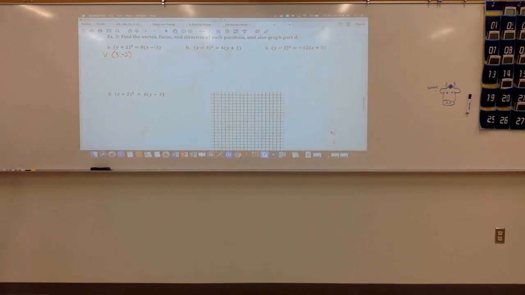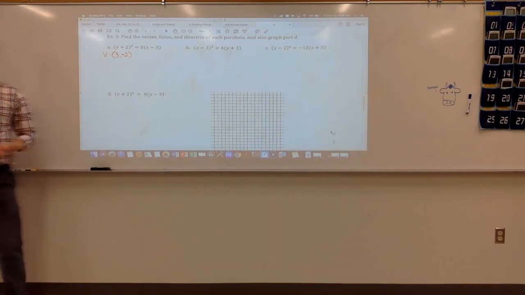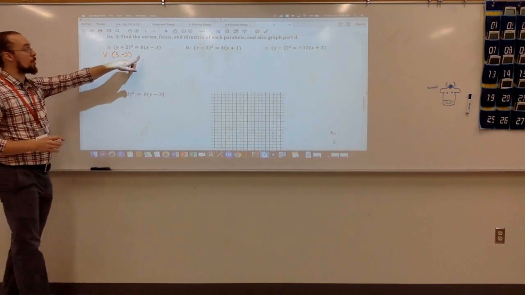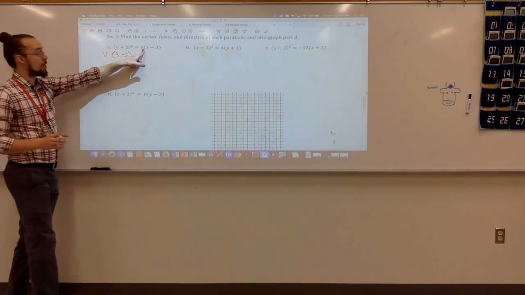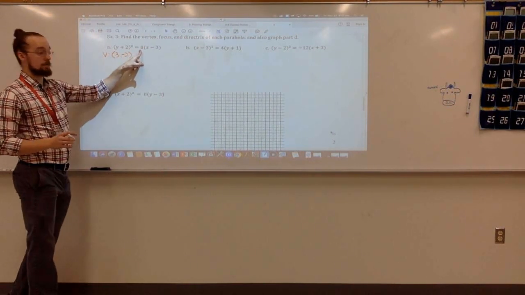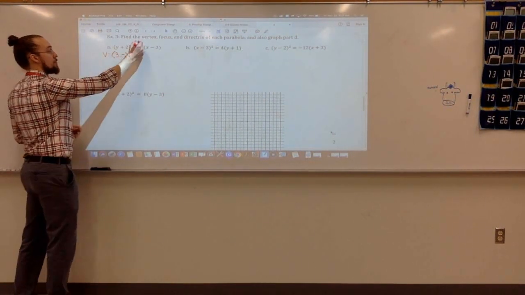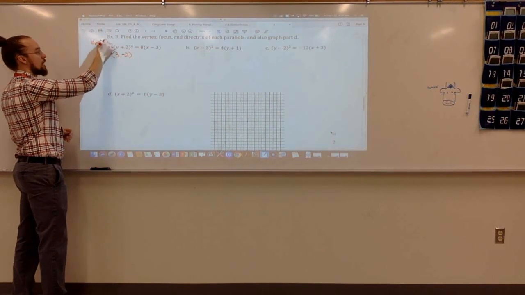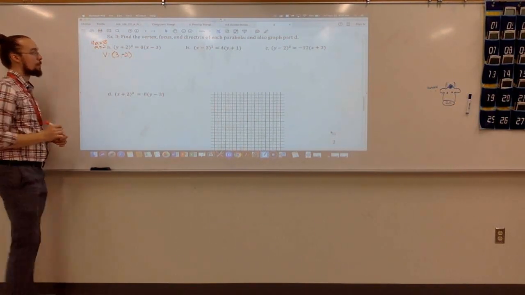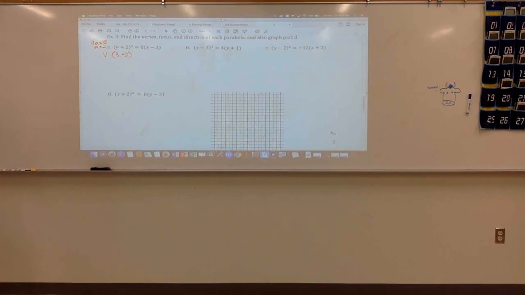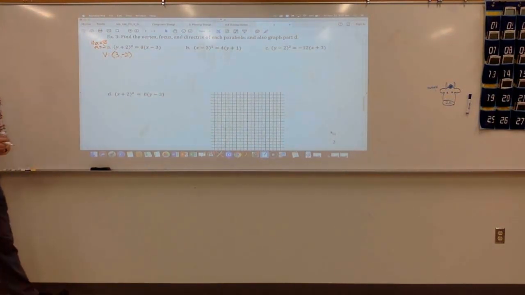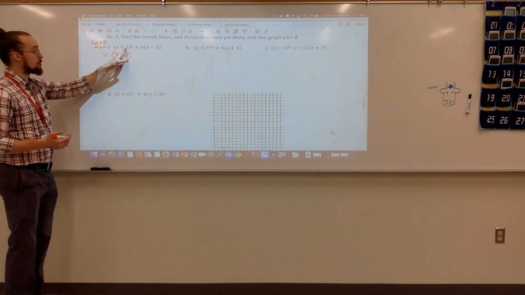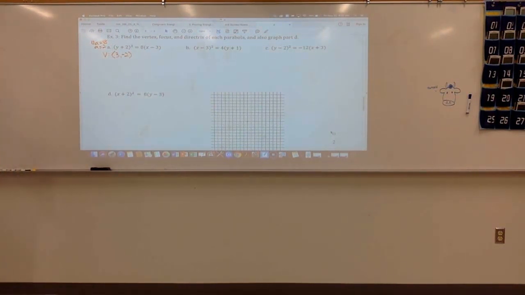Now, how do I find where the focus and the directrix are? We need the a value. What's the a value for this one? 2. Okay, because this is 4a, right? So if 4a equals 8, that means a is going to be 2. Now, is this parabola going to open up, down, left, or right? Right. It's going to open to the right because y is squared and the right side of the equation is positive.